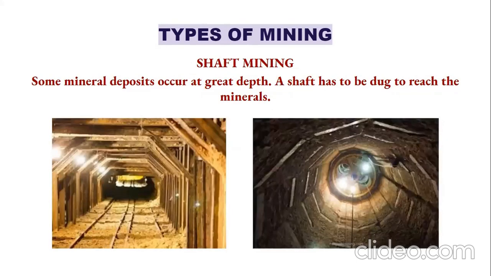Then shaft mining. Some mineral deposits occur at a great depth. Shaft means what? Shaft is a big hole. Understood? A deep hole. So a shaft has to be dug to reach the minerals. Such a mine is called a shaft mine. A shaft mine has many underground chambers. The miners use a lift to reach these chambers. And this is the chamber, and they're using these lifts to take out those minerals.